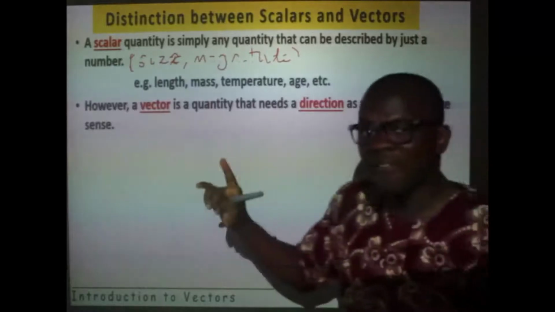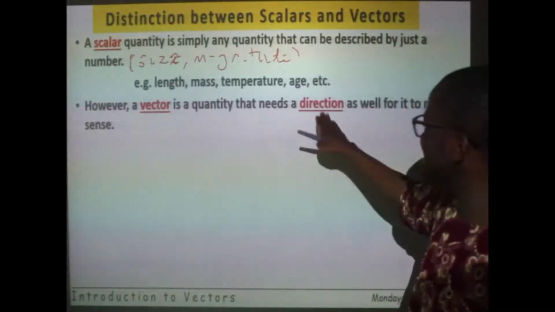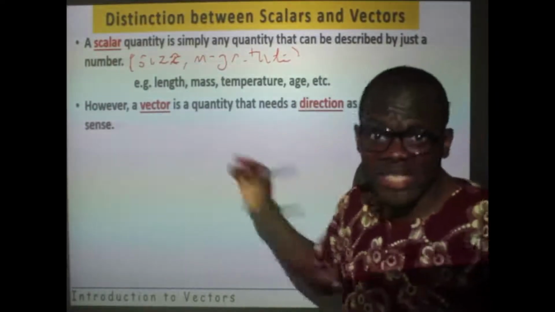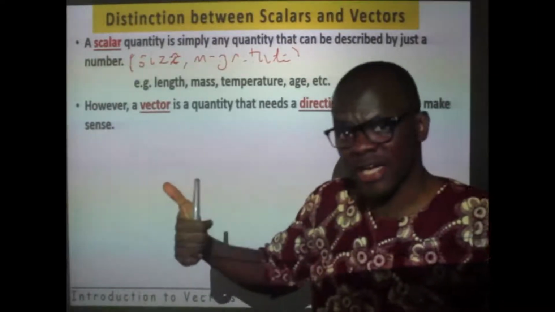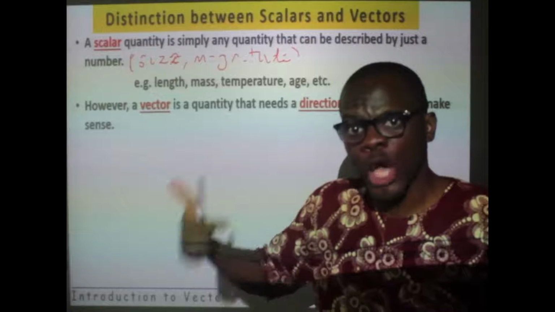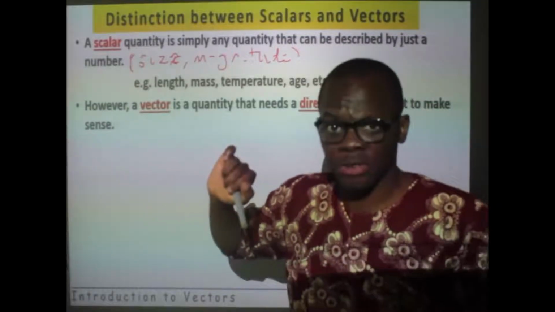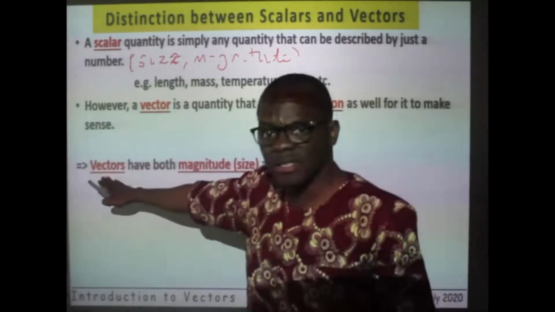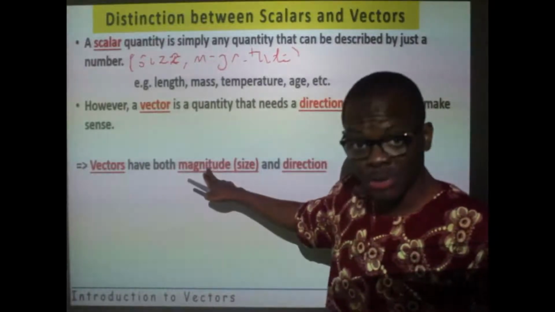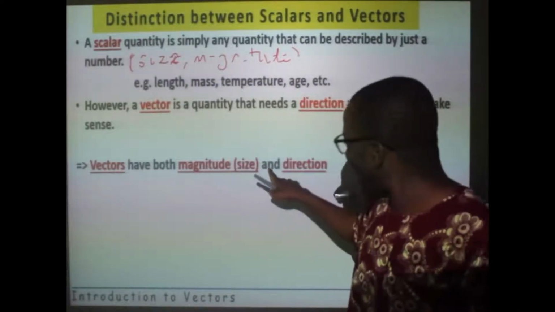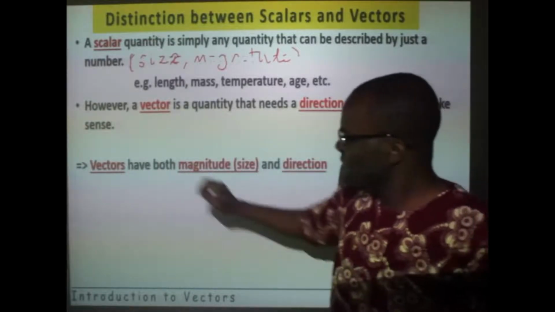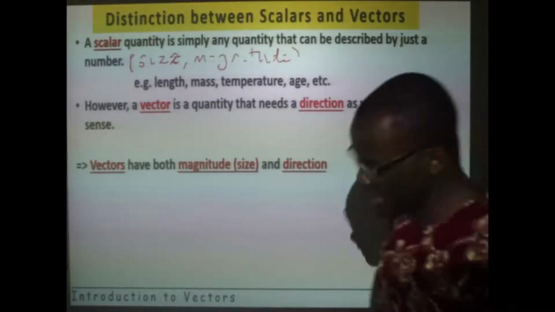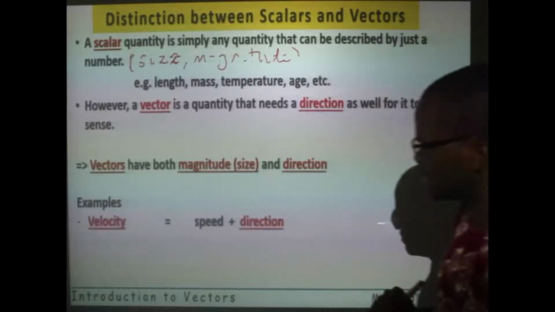Okay? However, a vector is a quantity that needs a direction as well for it to be complete, for it to make sense. So you need not just the size to describe a vector quantity, you also need the direction. Alright, and then I'm going to show you some examples here. So vectors have both magnitude, otherwise referred to as the size, and direction. So vectors are not complete without the direction.